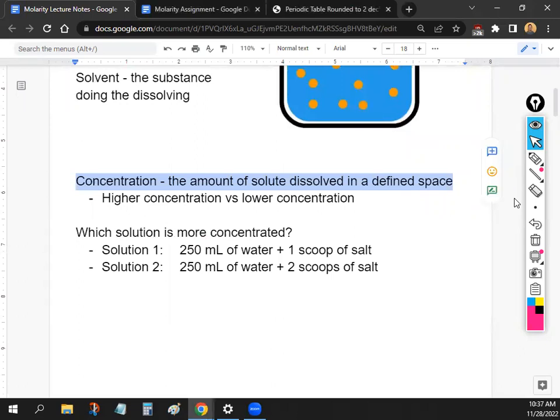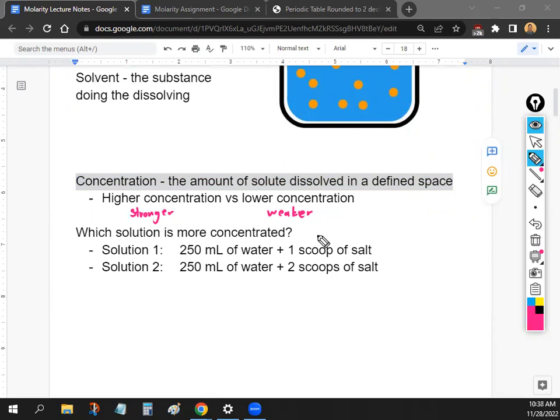Okay. Just the part that I highlighted right there, concentration. Concentration is basically the amount of stuff dissolved in something. Okay, so higher concentration, easy way to think about it is something that is stronger, and lower concentration is stuff that's weaker. So I know that none of you guys are interested in alcohol, right?